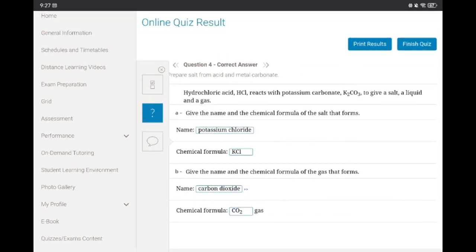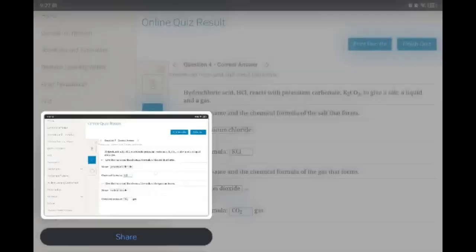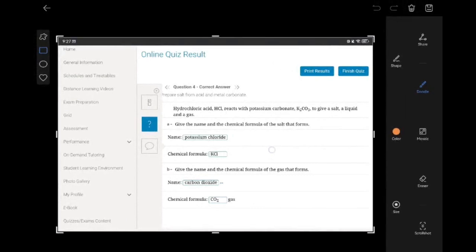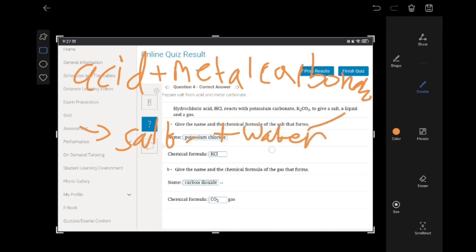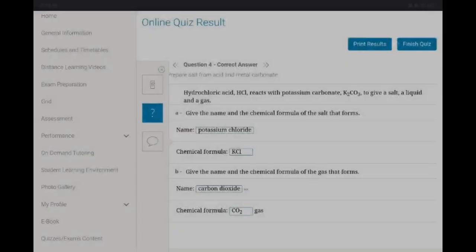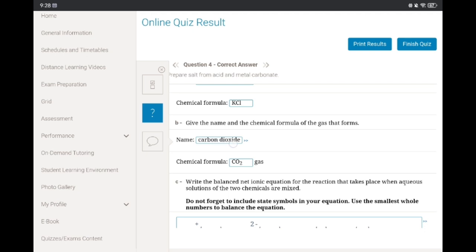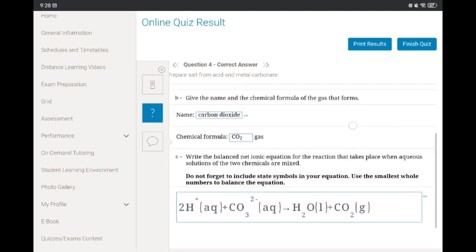It's a carbonate. Acid plus metal carbonate gives you a salt, which is this one, plus water, which is the liquid, plus CO2 gas. Always have to memorize this. It's carbon dioxide and it gives you CO2.